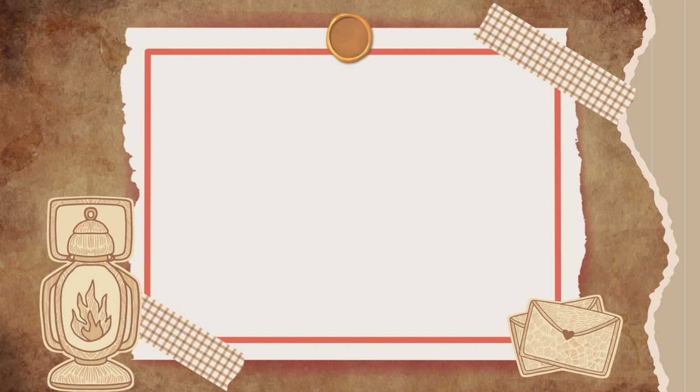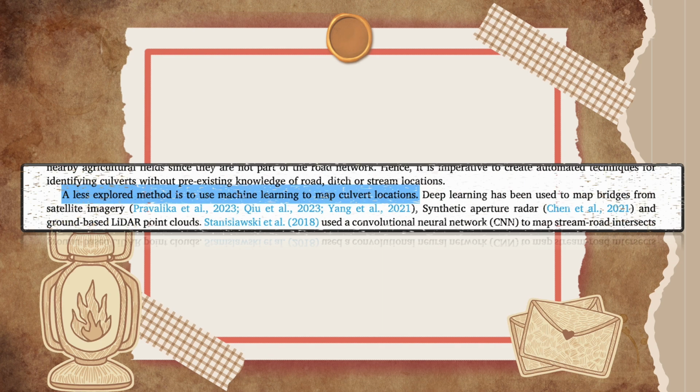Let's take a look at the example article. Here they stated that a less explored method is to use machine learning to map culvert locations. So remember that this crucial step is the heart of your manuscript or research project, so it's essential to invest time and energy in discovering the research gap.